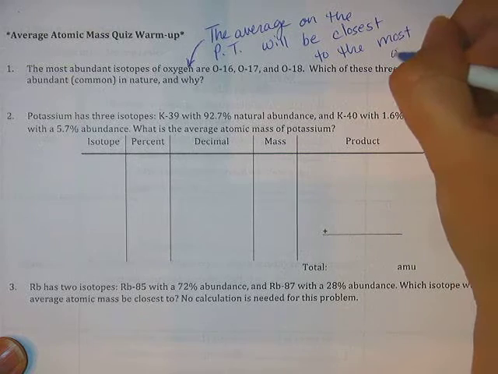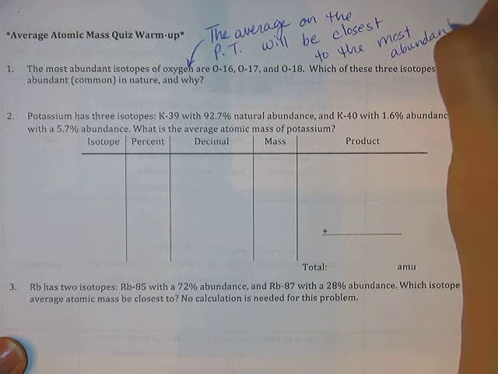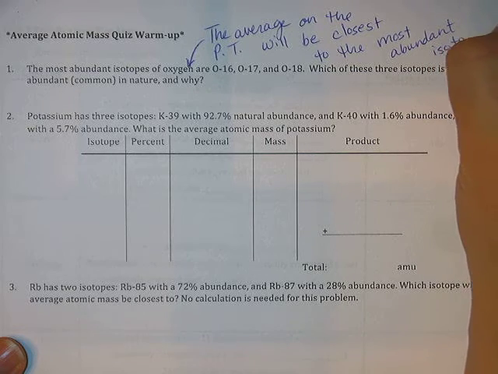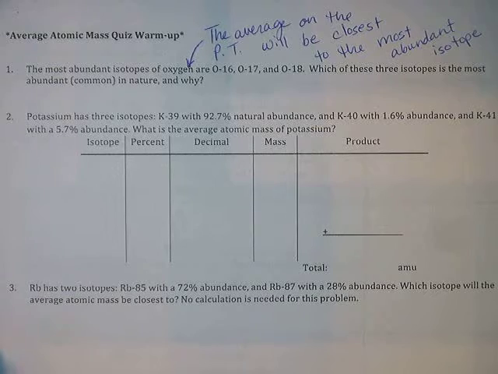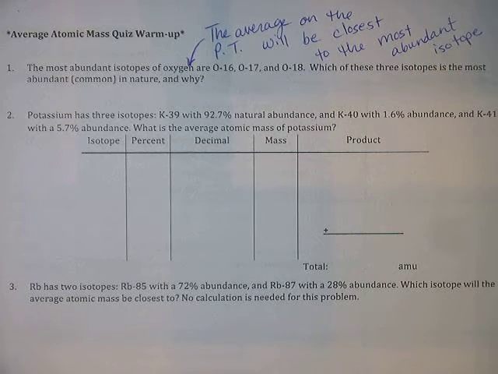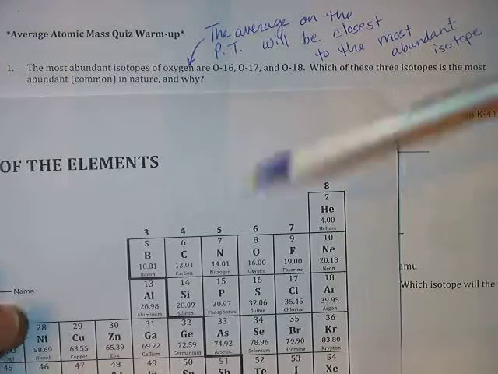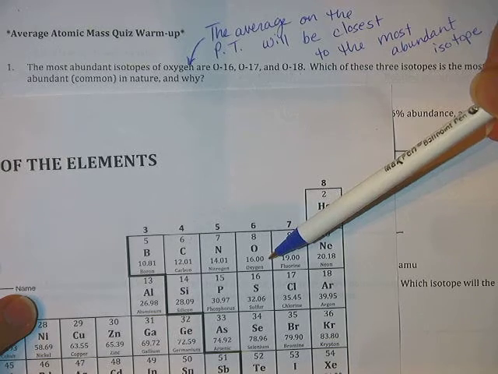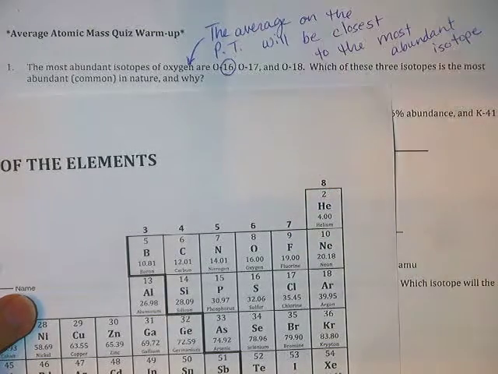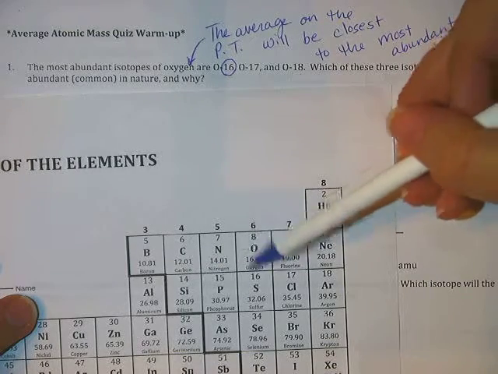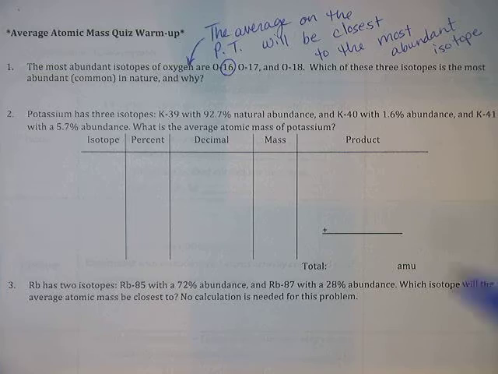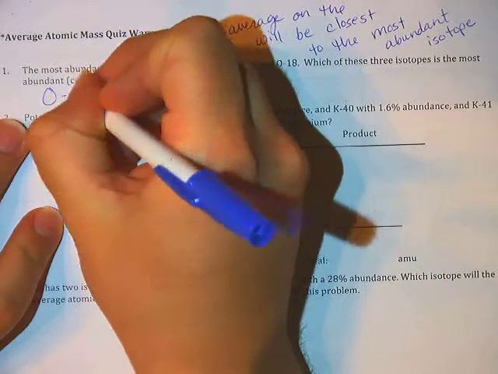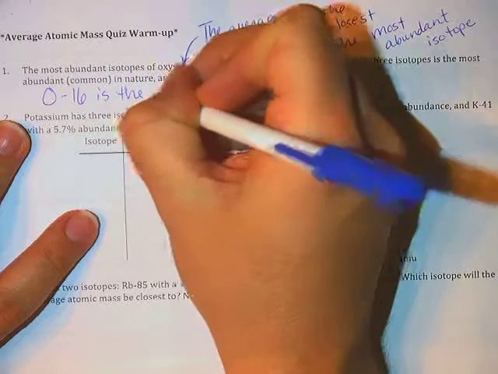So, if you look at your periodic table, then that should give you a pretty good hint on which of these three is the most abundant. And if we go to the periodic table, we see that oxygen has an average atomic mass of 16, which means there must be a lot more oxygen 16 than any of the others, because it's pulling the average down to 16. So you could say oxygen 16 is the most abundant.